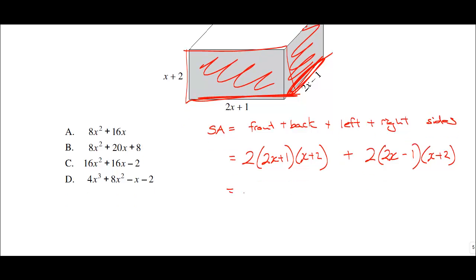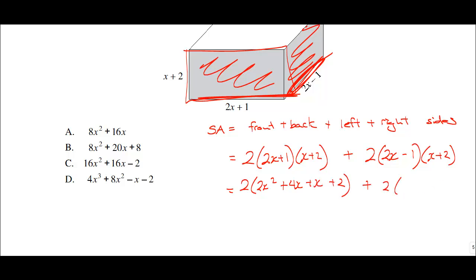And so the way I like to do it is I'm going to leave the 2 kicking it out here. I'm going to go and distribute these. Sometimes your teacher may refer to this as FOIL. That's what I do with my students. 2x times x is 2x squared. 2x times 2 is 4x. 1 times x is x, and 1 times 2 is 2, like so.